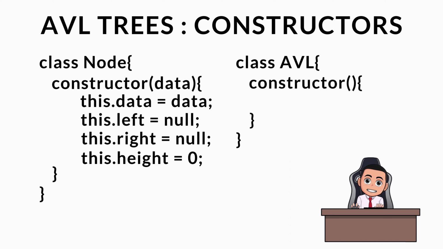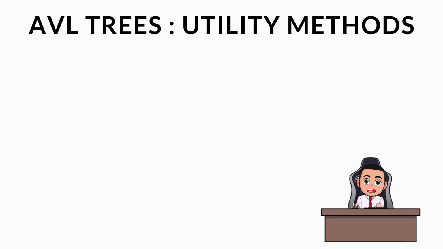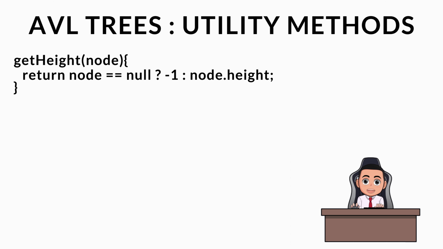Moving on to our constructor for our AVL, we just set the root node to null. Going over some utility methods within our node class, we have our getHeight method, which has a node param. So if the node is null, we'll just return -1 because that's an empty tree. Otherwise, we'll just go ahead and return the height of the node.